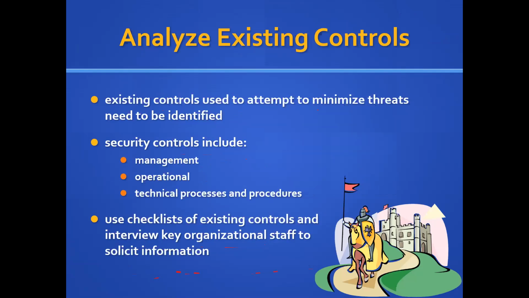Once you have the assets, once you have the threats, the next step is to have the controls. So you analyze existing controls, or the controls that you're going to have in place. And these are the controls used to attempt to minimize threats. So these controls can be divided into three things, which are managerial controls, operational controls, and technical controls.